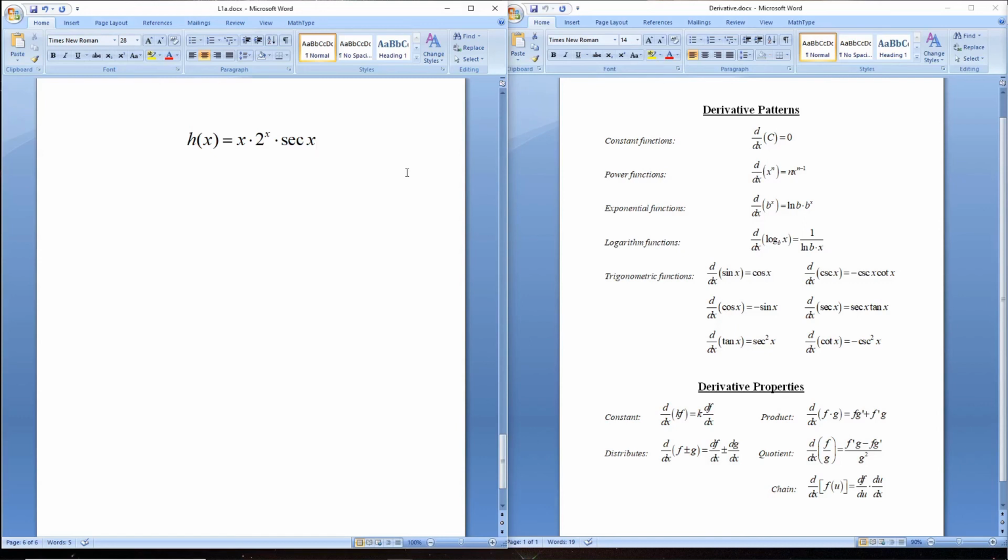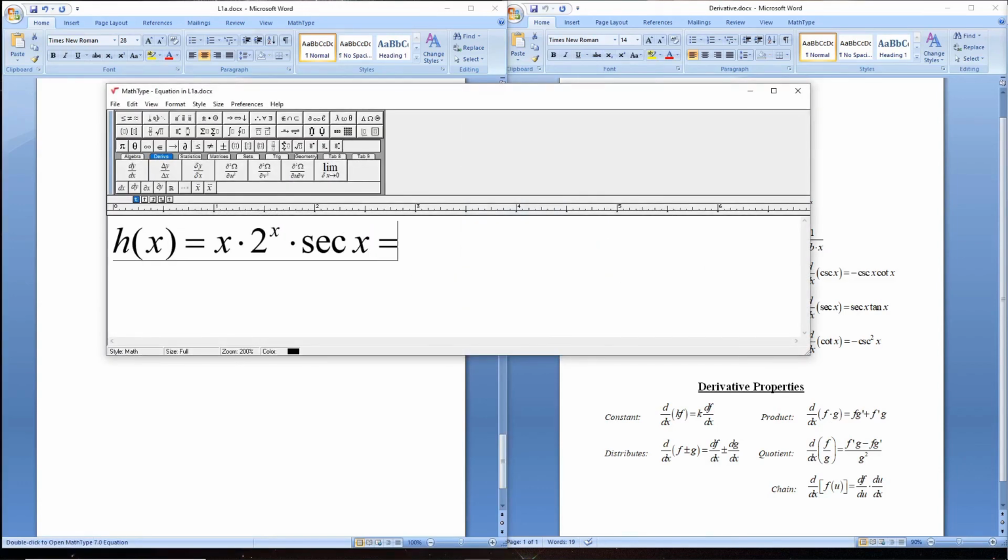So what you should be able to do here is identify the functions that we have here. You've got a power function, you've got an exponential function, and you've got a trig function. And they're all being multiplied together. Now, the product rule only says f times g, but we have 3 functions here, and we still define that as an f times g.